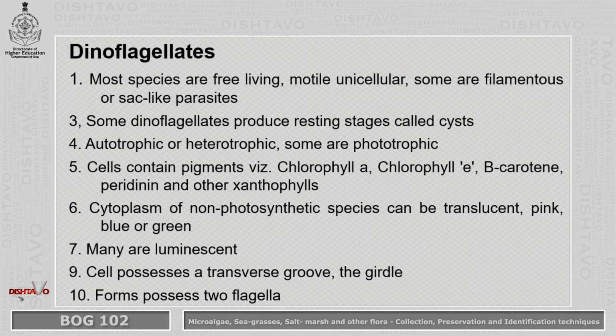Dinoflagellates: most species are free-living, motile, unicellular, and some are filamentous and sac-like parasitic structures. Some dinoflagellates also produce large colonies and dinoflagellate blooms, as we can call them. They can be autotrophic as well as heterotrophic, and some are phototrophic.